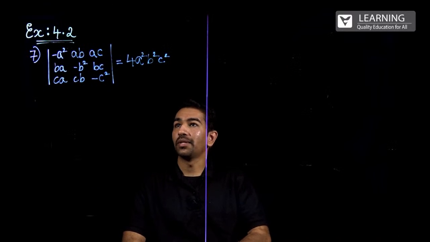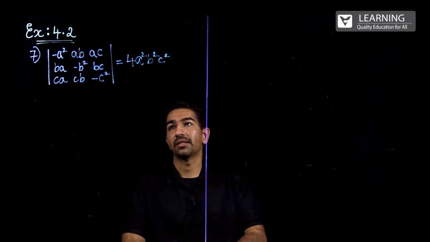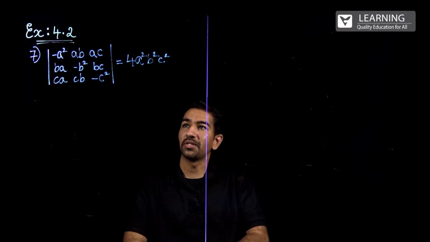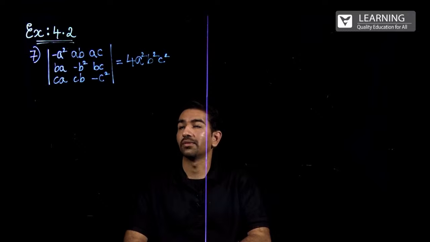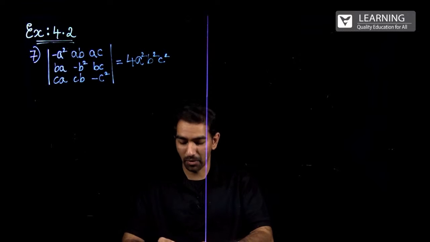So again we have to prove that LHS equals RHS, and the determinant given to us is of the order 3. So we have to prove that the determinant is equal to 4a square b square c square. So students, observe the determinant on the left hand side. A is common, correct? We can take out a common from the first row, b common from the second row, and c common from the third row. So we'll be getting a, b, c outside, right?